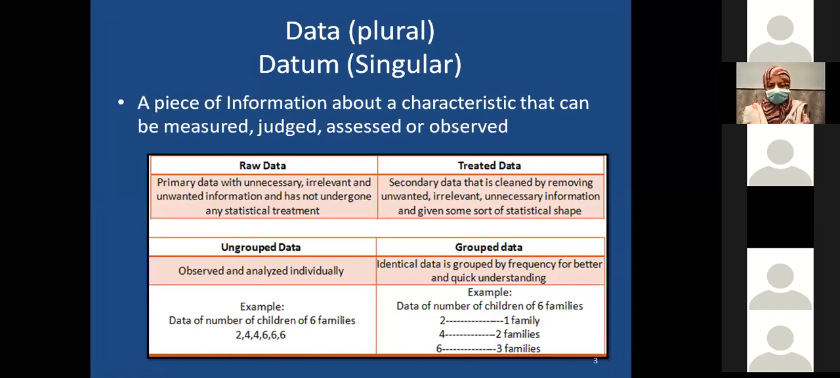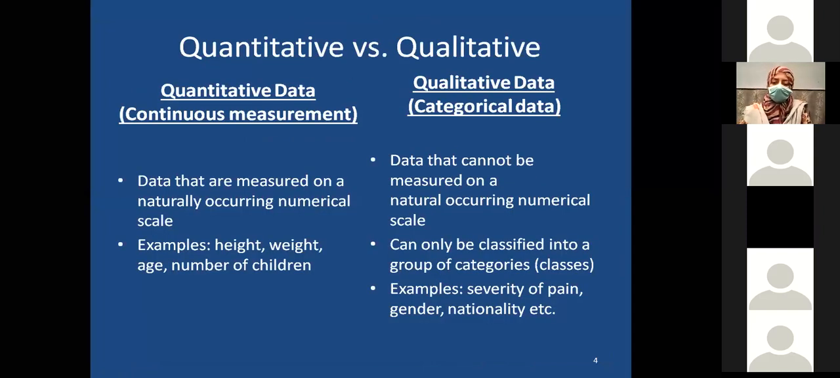And then there's group data, which is identical data when it is grouped by frequency, number of people. For example, it becomes easier in understanding. Okay. For example, when you want the data on the same number of children of these 6 families, you take the first family and you record how many children there are. You take 2 families again who had 4 children, and then you have 3 families who had 6 children. So this is called group data. You can group it in any other way. It's all up to you. Okay? However, you want to make it presentable. So we're talking about how to present your data.